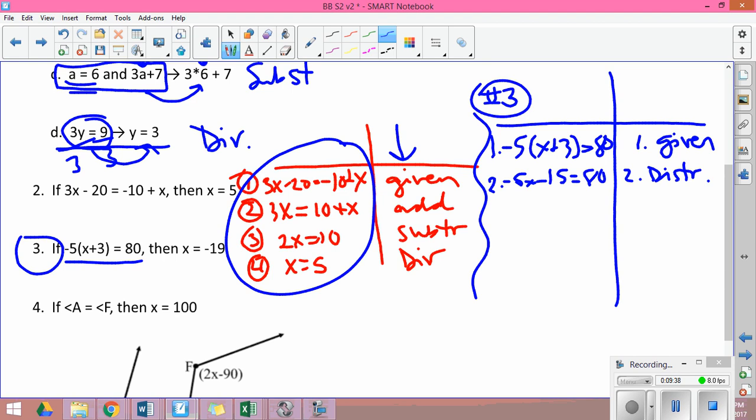Now I need to move that negative 15, so I'm going to add 15 to both sides. Negative 5x equals 95. The step that let me do that was addition. I added something to both sides. Now I'm going to divide both sides by negative 5. And x is going to be negative 19. And the rule that let me do that is division.